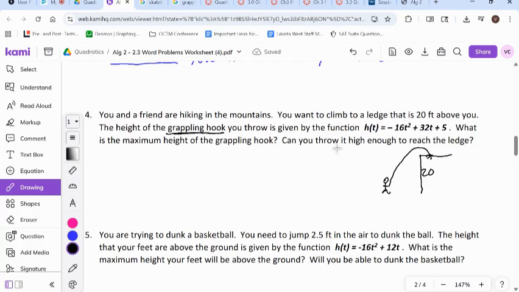But this says, can you throw it high enough to reach the ledge? So basically, you're seeing if you can throw it above 20 feet. You're trying to find out if the height can go above 20 feet. And when I mean the height, that's going to be the max height. We need that max height to be higher than 20 feet to be able to do this. Remember, if I said max, I'm talking about the vertex.